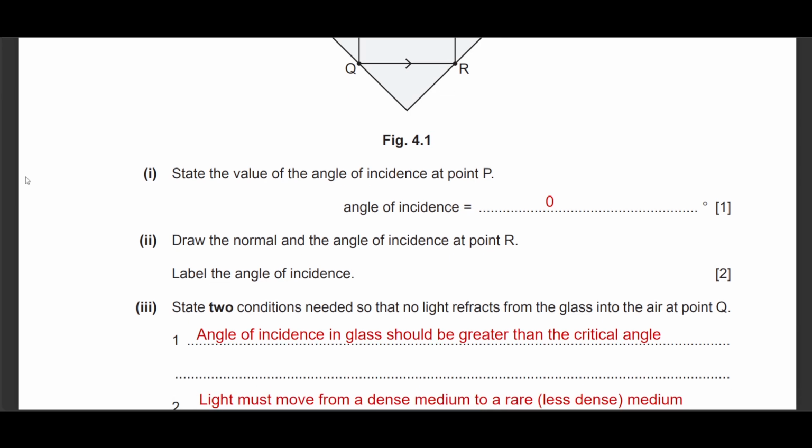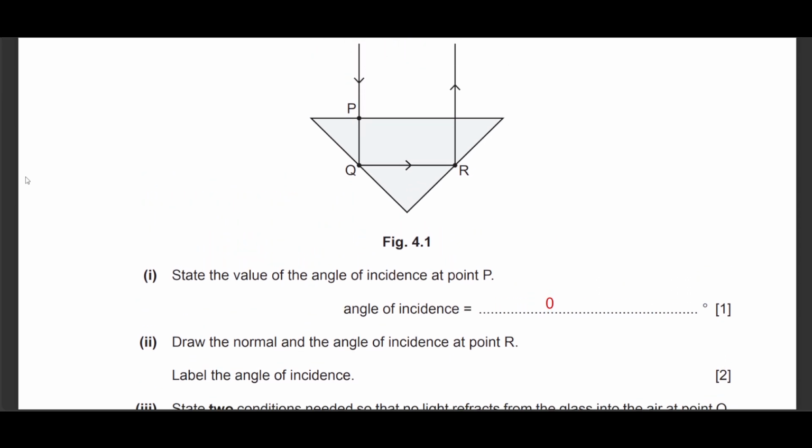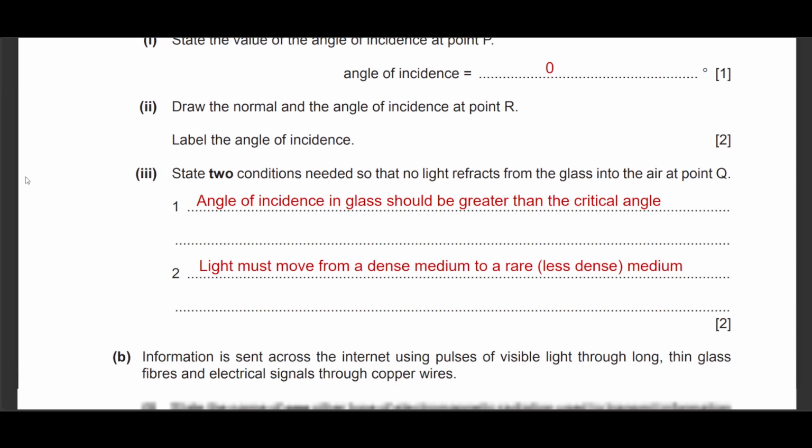The next question is draw a normal. Now at point R, the normal is going to be at 90 degrees with the surface. So the surface or the boundary actually looks like this, and this is actually 90 degrees with the boundary. So this is how it's going to look.